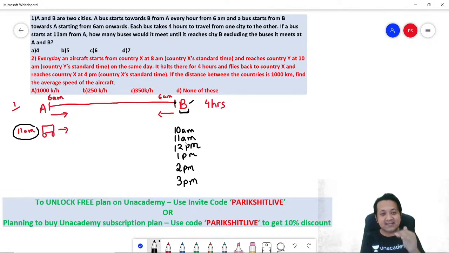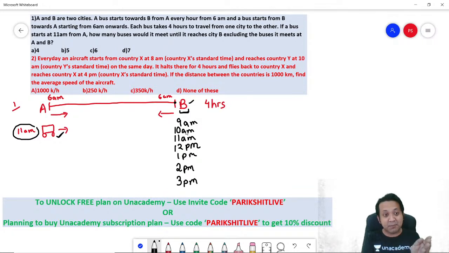So obviously, can I say from 10 a.m. to 2 p.m. it would be on its course of journey. Hence, it would meet the bus at 11 a.m. starting from A. Similarly, do you understand? Similarly, a bus which starts from B at 9 a.m. also would meet the bus at 8.